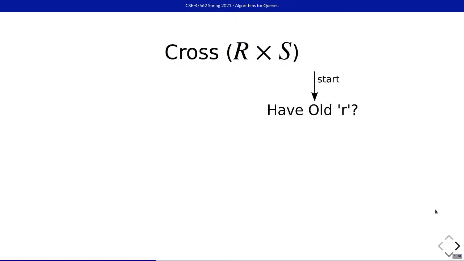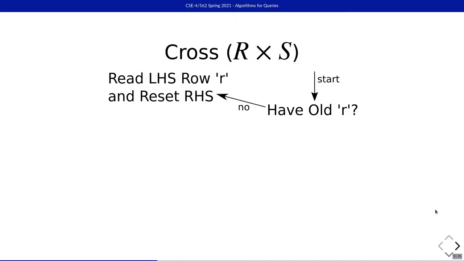So the first thing we need to do when we are asked to produce another tuple out of the cross product is decide whether we've already saved a tuple of R from a previous call. Obviously, this is the first time that we've gotten a tuple out of the cross product, so we don't actually have anything saved. We're going to read a tuple from R and ignore the other part here. We'll get back to that in just a moment.